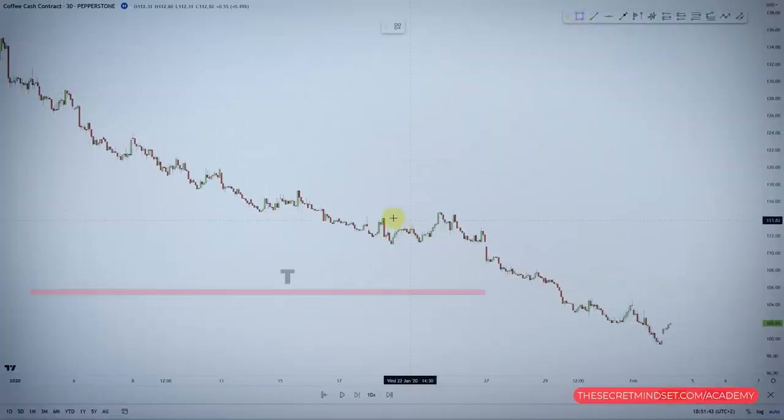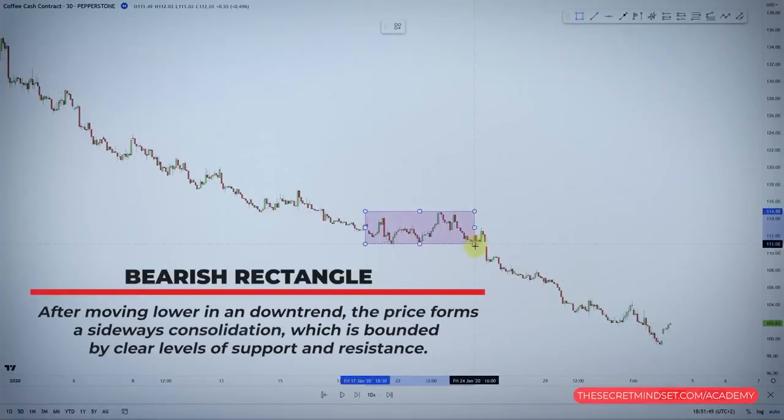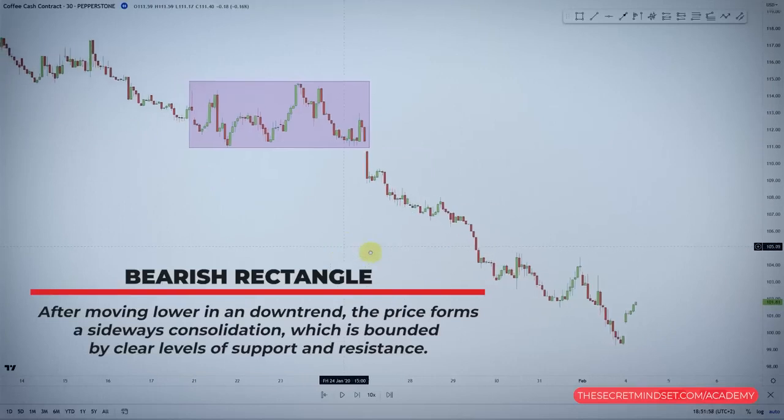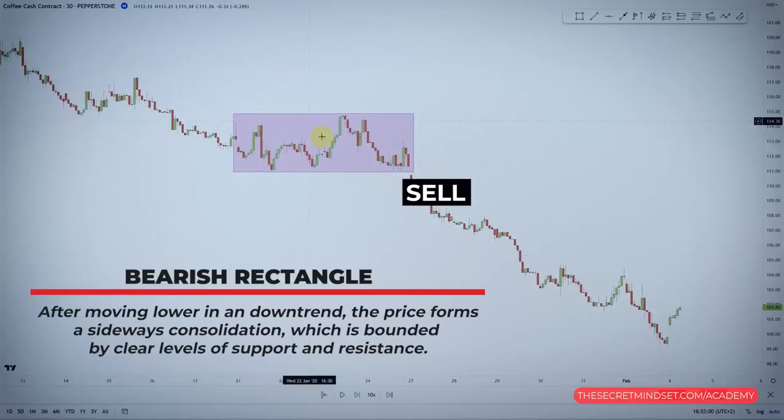A bearish rectangle occurs when the price forms a sideways consolidation after trending lower. The consolidation area is bounded by clear levels of support and resistance, and also resembles a box. This continuation represents a pause in the trend, and you should expect a resumption of the downtrend.